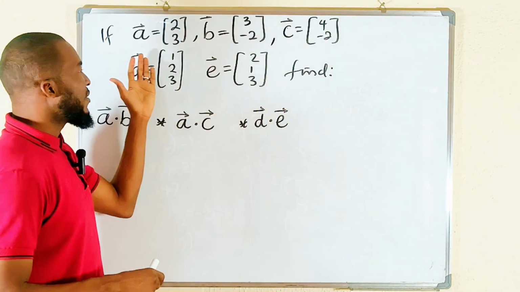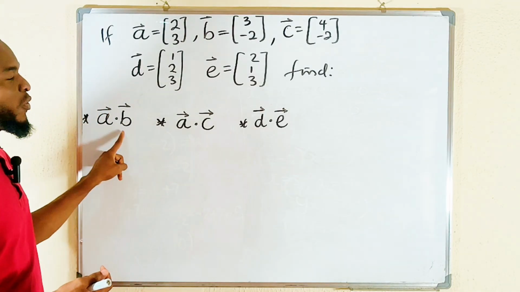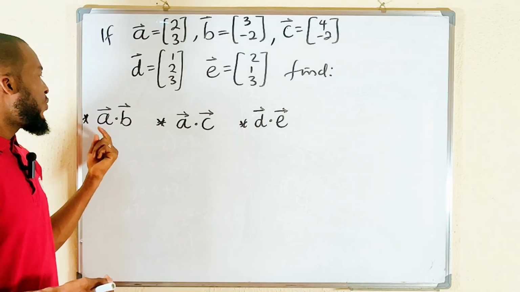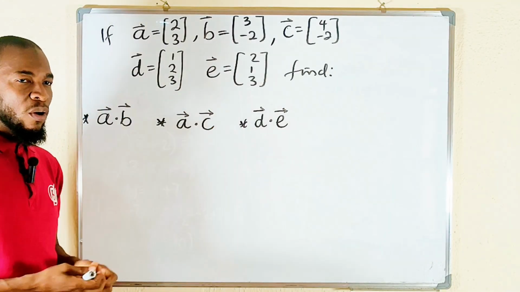We are given some vectors a to e here in their component form, and we're asked to find a dot b, a dot c, d dot e. To find the dot product between a and b, you have to add the product of their corresponding components.